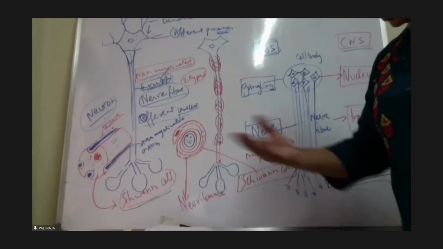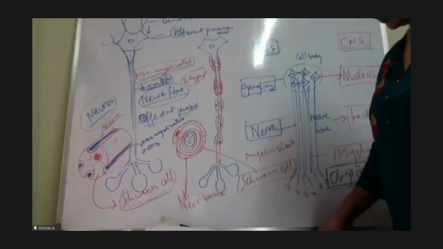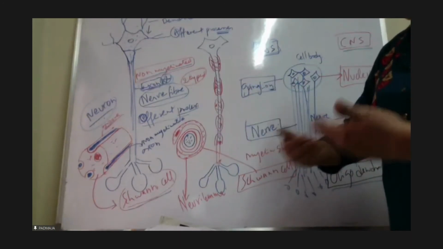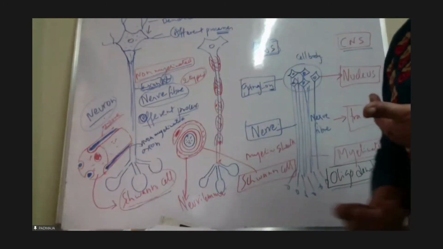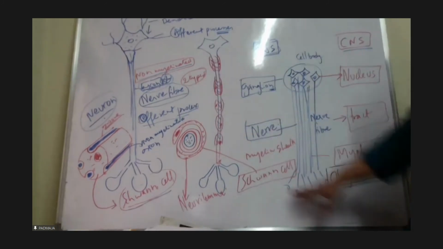Another important thing: the types of nerve fibers, or you can say nerves, in the nervous system. Let us see. May I remove this?